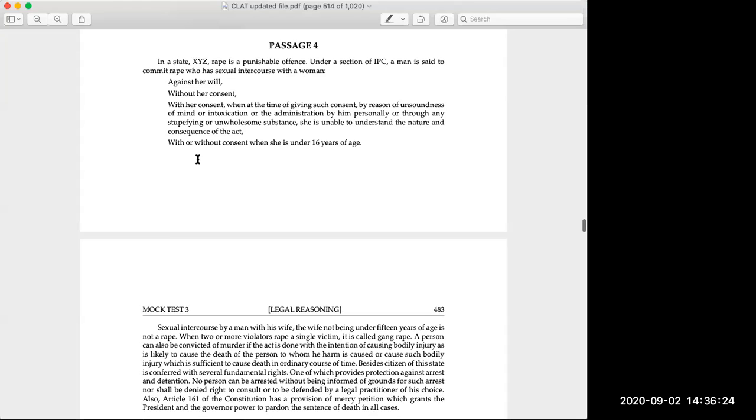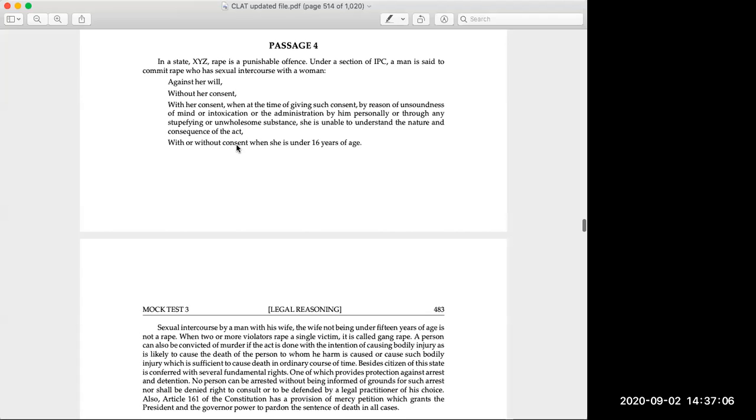In a state XYZ, rape is a punishable offense. Under a section of IPC, a man is said to commit rape who has sexual intercourse with a woman against her will, without her consent, or with her consent when at the time of giving such consent, by reason of unsoundness of mind or intoxication, or the administration by him personally or through another of any stupefying or unwholesome substance, she is unable to understand the nature and consequence of the act, with or without consent when she is under 16 years of age. Sexual intercourse by a man with his wife, the wife not being under 15 years of age, is not rape.